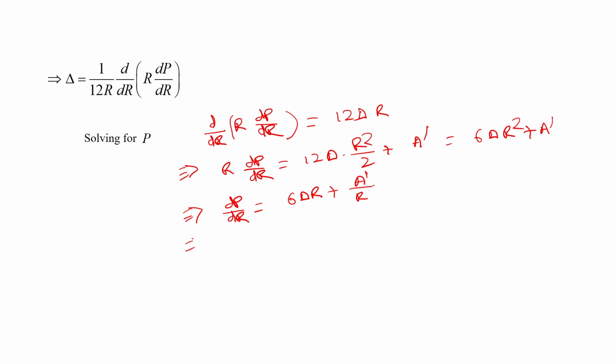Now integrate it once again. So, p is equal to 6 delta r square by 2 plus a dash ln of r plus b dash. Now you see that at r equal to 0, this pressure has some finite value. On the other hand, ln r is an undefined quantity at r equal to 0. Therefore, a dash has to be equal to 0. So, p will be equal to 3 delta r square plus b dash.